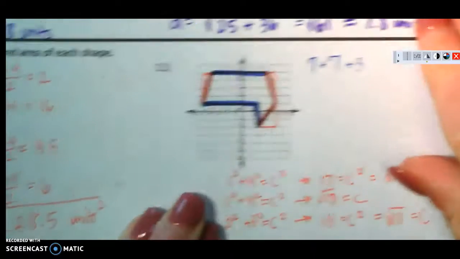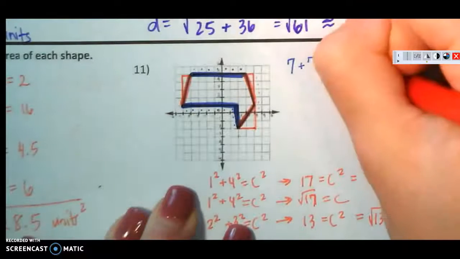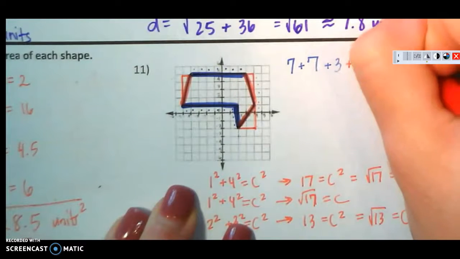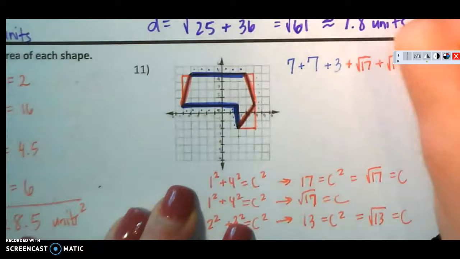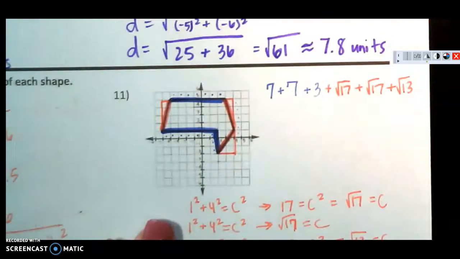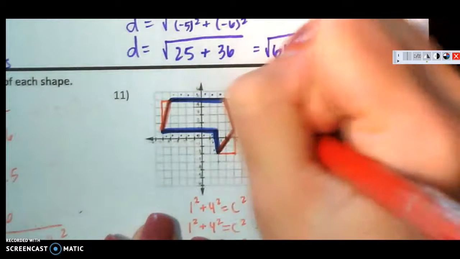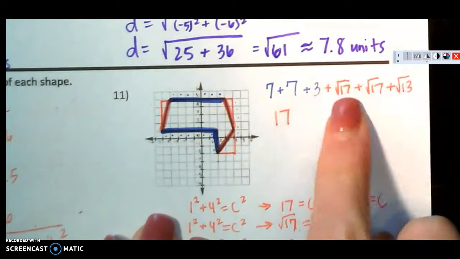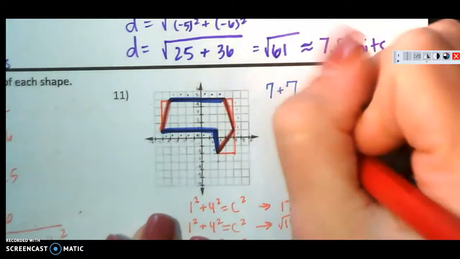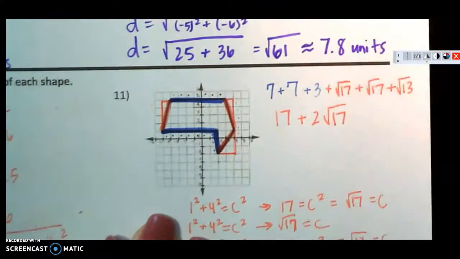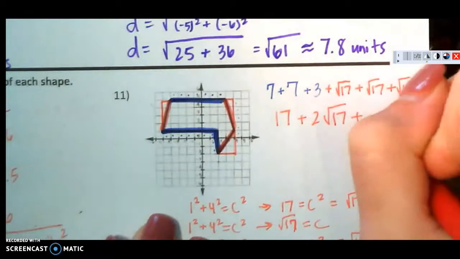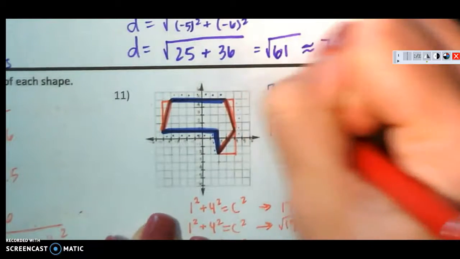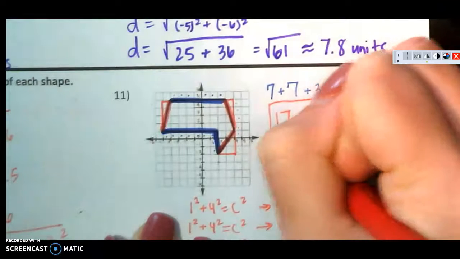Okay, so now we can finish this up by adding in our radicals. Radical 17 plus radical 17 plus radical 13. Remember, as we go to combine like terms, you can only add numbers that are whole numbers. So 7 plus 3 is giving me 17. And I can add these two together because they have the same number underneath the radical. If I have one radical 17 and I get another radical 17, I now have 2 radical 17. The last one is the radical 13. And that's going to be the final answer for the perimeter.